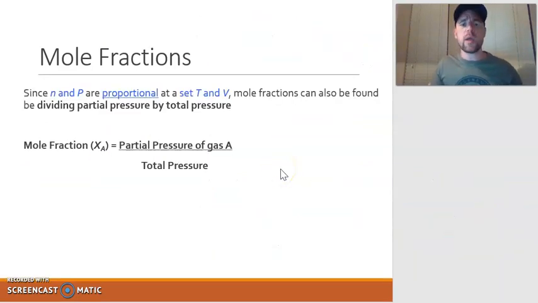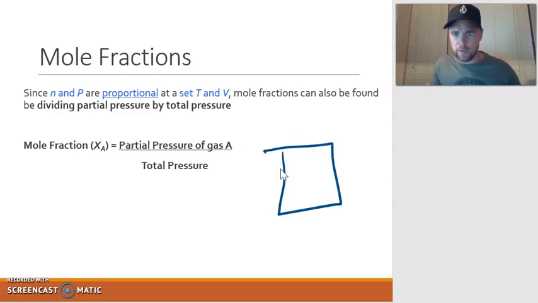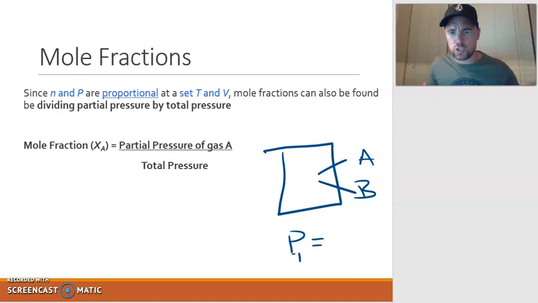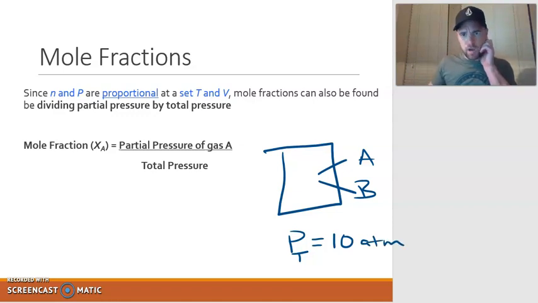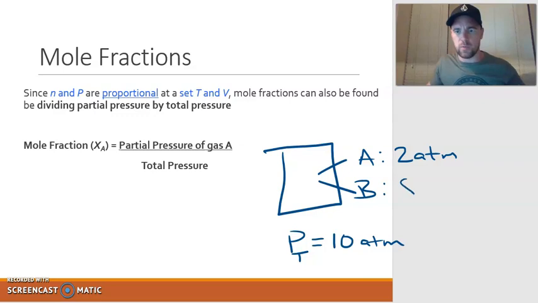All right. Another way you can do a mole fraction is this. What if I told you that you had this container with two gases, gas A and gas B, and the total pressure was, let's do 10 atmospheres again, just pick an easy number. And what if I told you the partial pressure for gas A was 2 atmospheres, and the partial pressure for gas B was 8 atmospheres? That's why you have a total of 10.